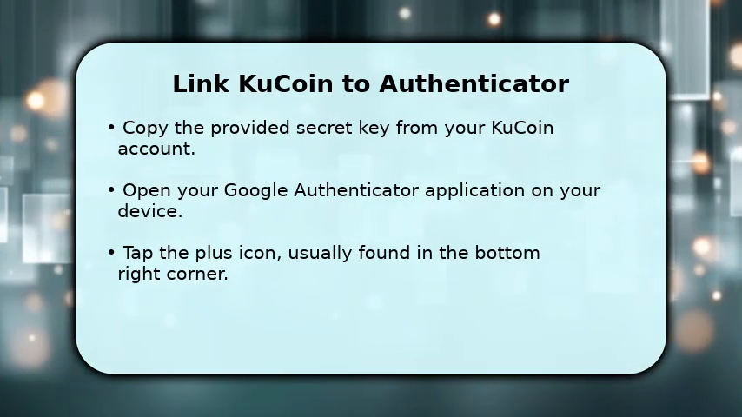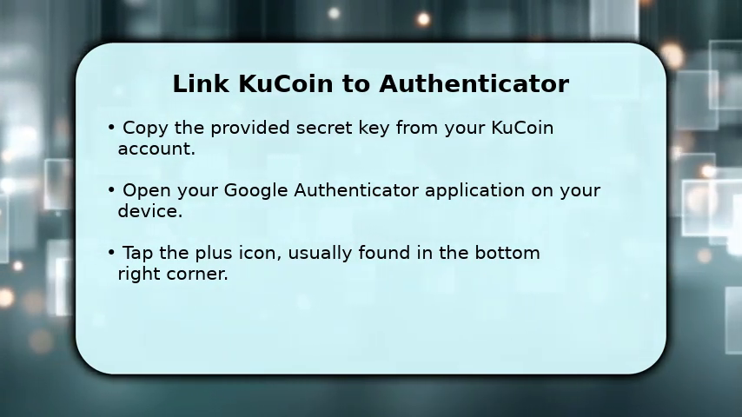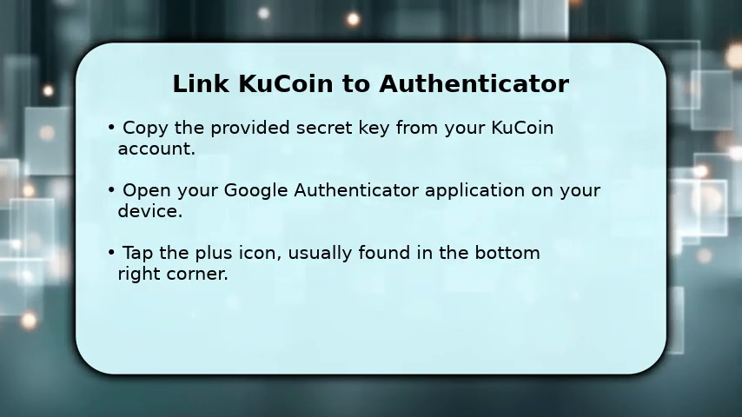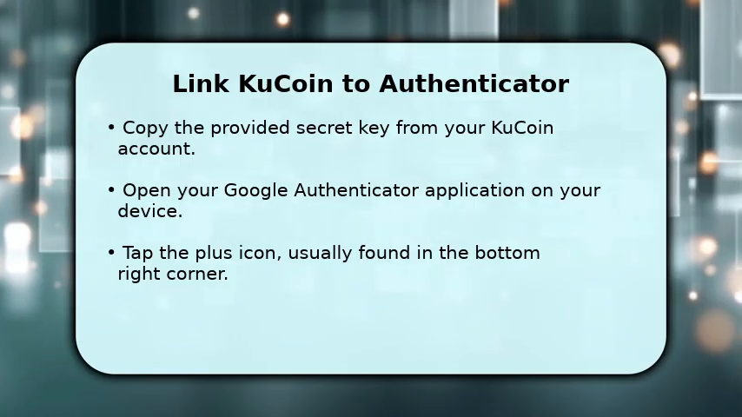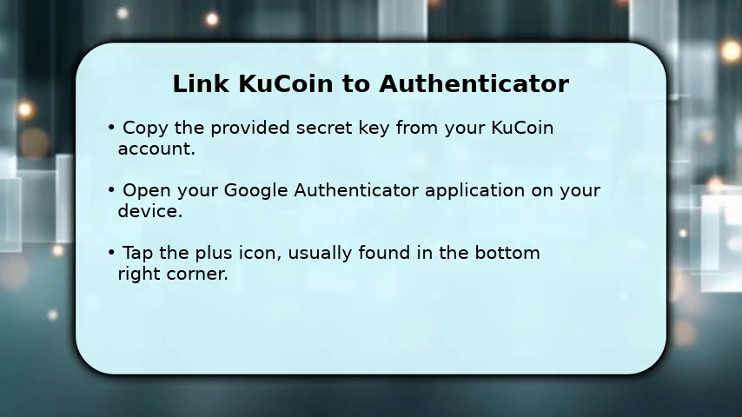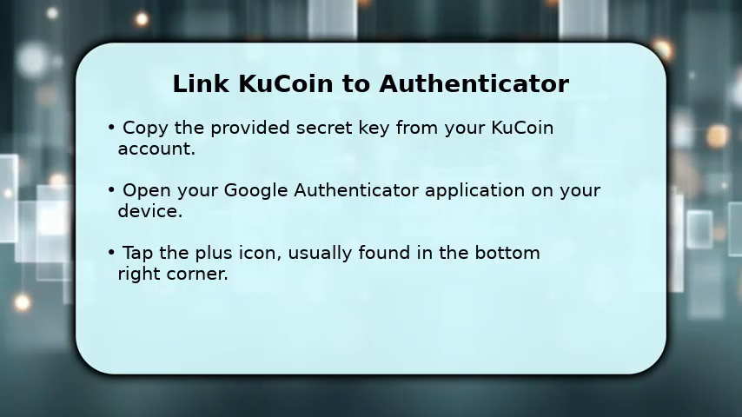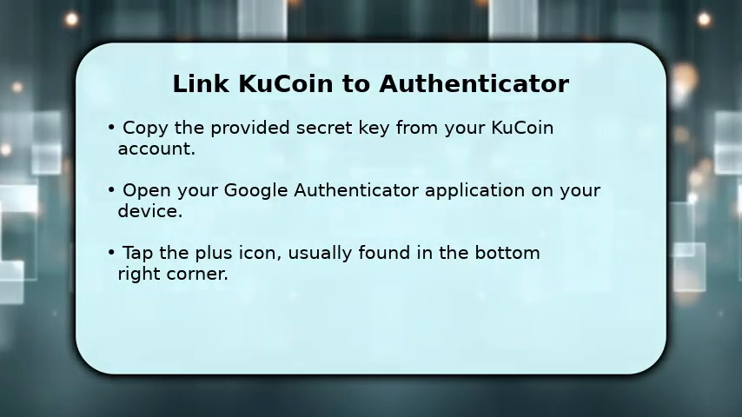Next, you will see a secret key displayed on your KuCoin screen. Carefully copy this key. Now, switch over to your Google Authenticator app. Tap the plus icon, which is typically located in the bottom right corner, to add a new account. Choose the option Enter a setup key, and then paste the secret key you just copied from KuCoin into the designated field. This links the two applications.